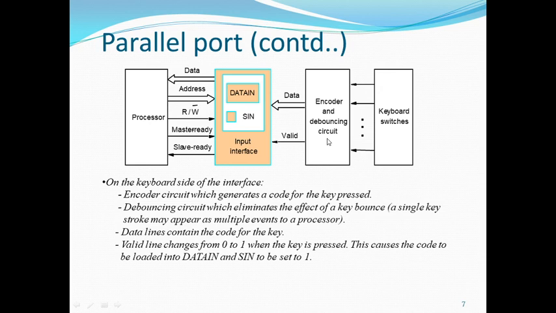Here, the interface circuit is connected to an asynchronous bus on which the transfers are controlled using the handshake signals, master ready and slave ready. The third control line is R/W, that is a read or write signal, which will distinguish the read and write transfers. So, this is about the parallel port and the parallel port circuit in detail, right?